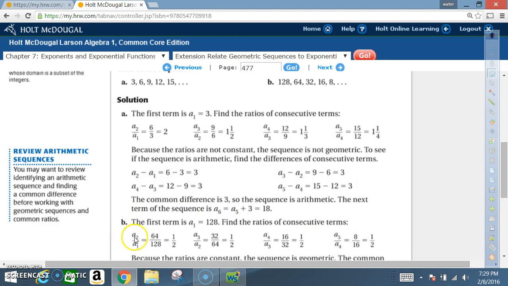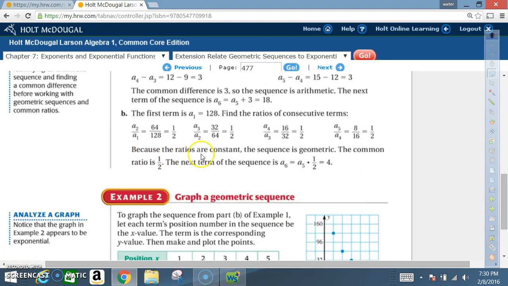Term 2 over term 1 gives us 1 half. Term 3 over term 2 gives us 1 half. Term 4 over term 3 gives us 1 half. Term 5 over term 4 also gives us 1 half. So we can see that the common ratio is 1 half. Because the common ratios are constant, the sequence is geometric. The common ratio is 1 half.